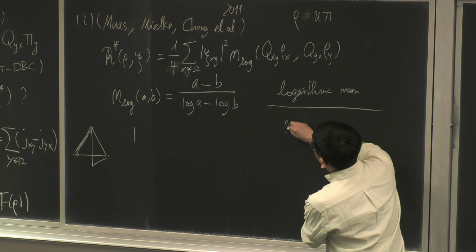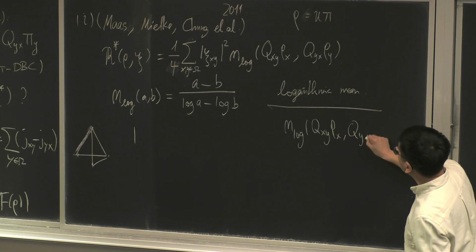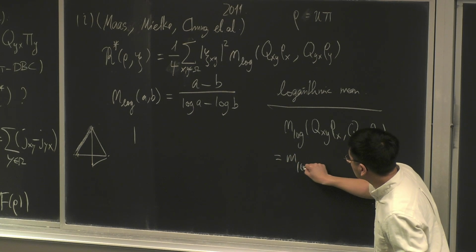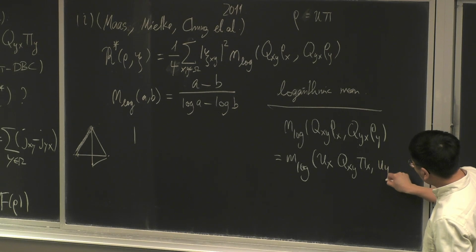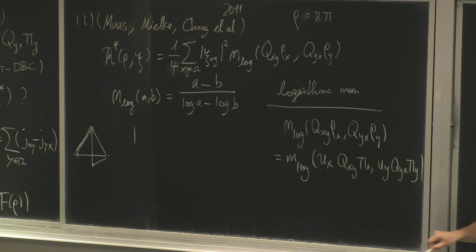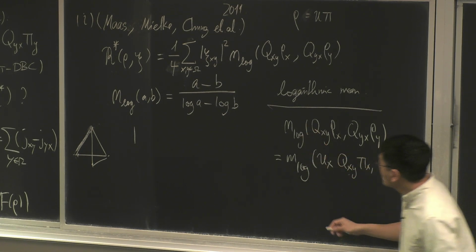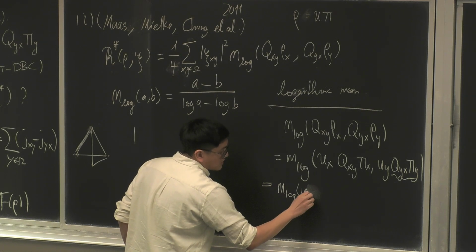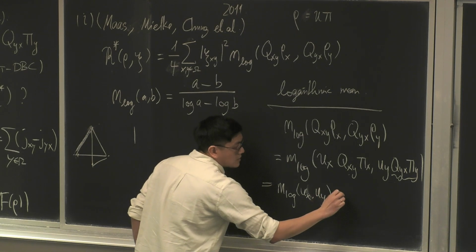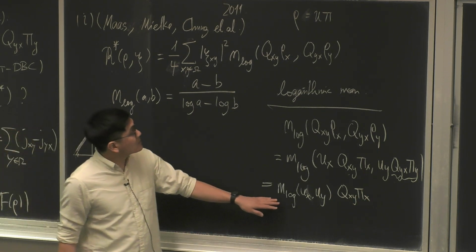So let me do it on the side here. m log of q x y rho x, q y x rho y is equal to m log of u of x q x y pi x, u of y q y x pi y. But this one is symmetric, so these two are the same. And if the two are the same and m log is one-homogeneous, I can just take it out. Okay? So this is the same as m log of u x, u y, times q x y pi x. Okay? So it does simplify.